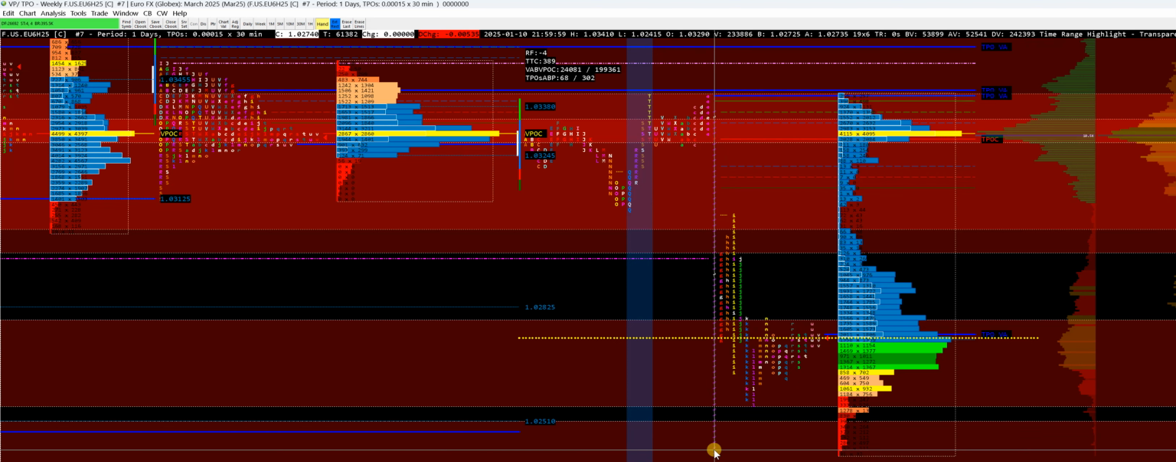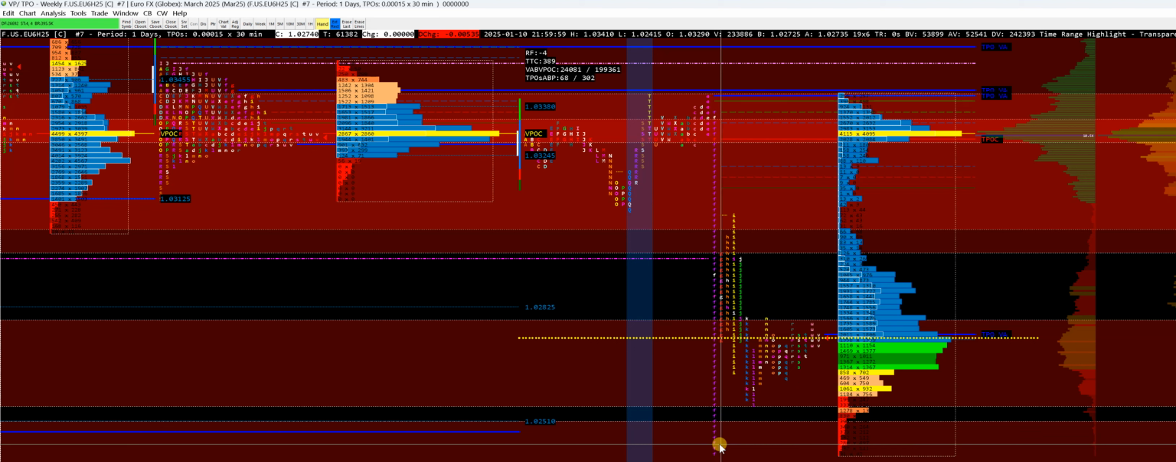So I've got a TPO here, so I can look where I spend the most time. You can see that here we didn't spend time. It was really a very quick drop. And if you look at the time, 1:30, it was a US economic announcement, which had an impact on the market. A lot of market orders very aggressively hit the market.